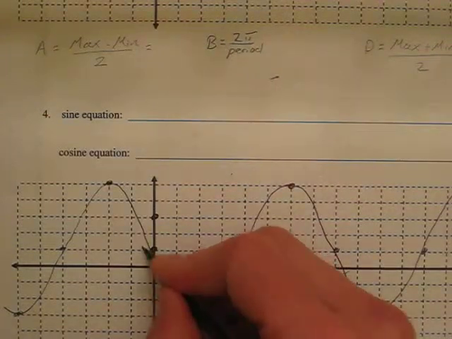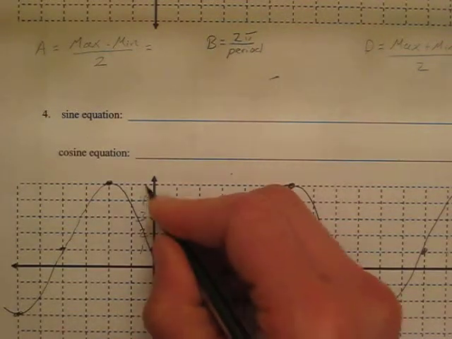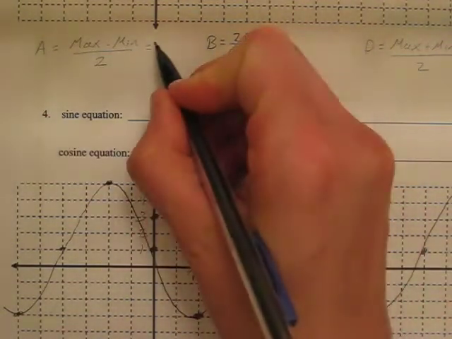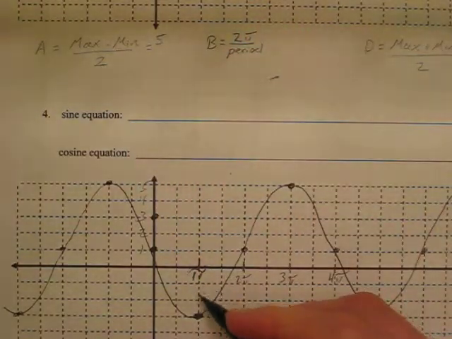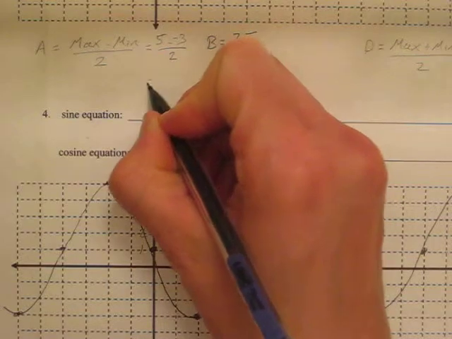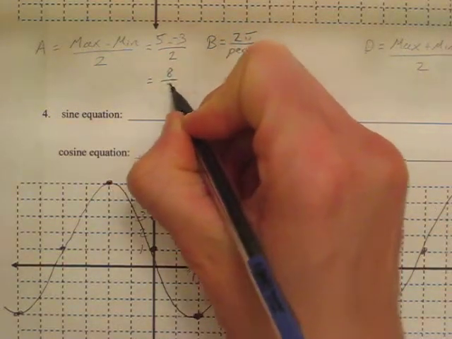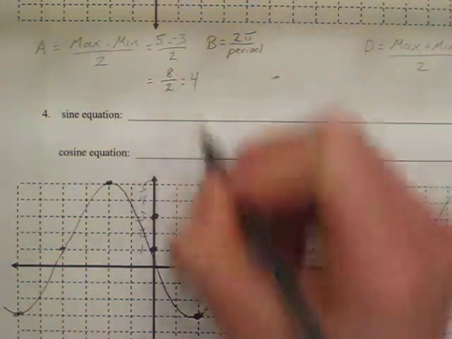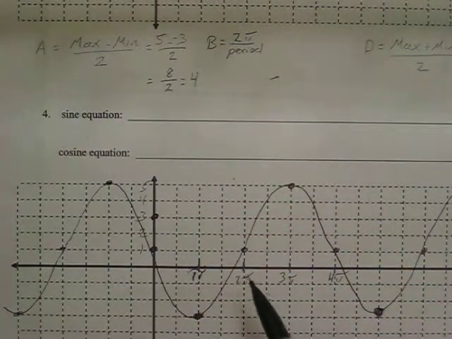So when you look at this, 1, 2, 3, 4, 5. The maximum is 5, and the minimum is -3. So when I subtract a negative number, that means I'm going to add. So I have 8 divided by 2, which is 4. So the amplitude is 4.